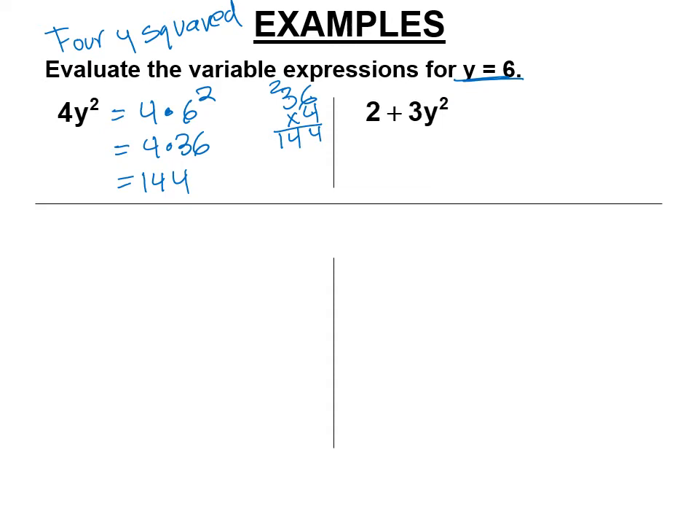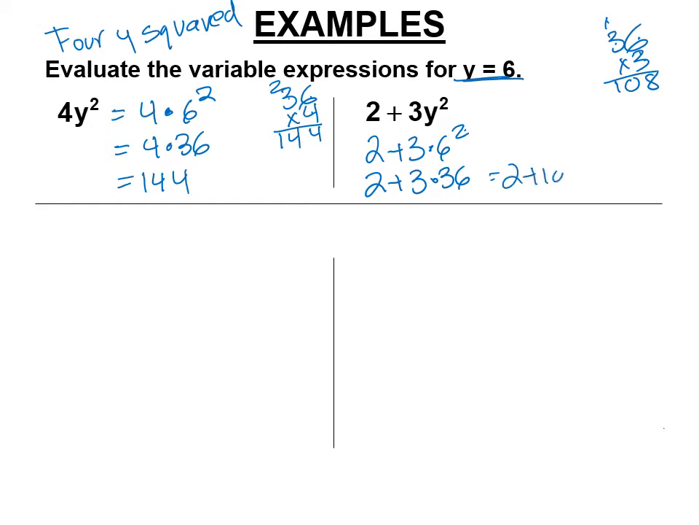So this is 2 plus 3y squared. Well, we just said that we have to do the exponent first. 6 squared is 36. So we have 2 plus 3 times 36. 3 times 6 is 18. 3 times 3 is 9, plus 1 is 10. So we have 2 plus 108, 110.